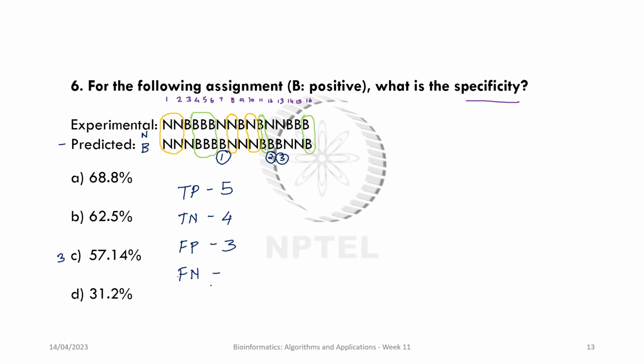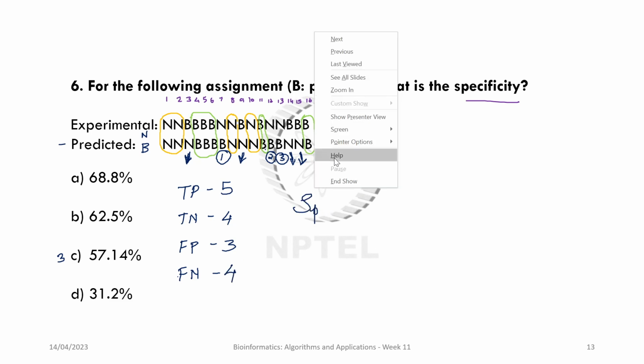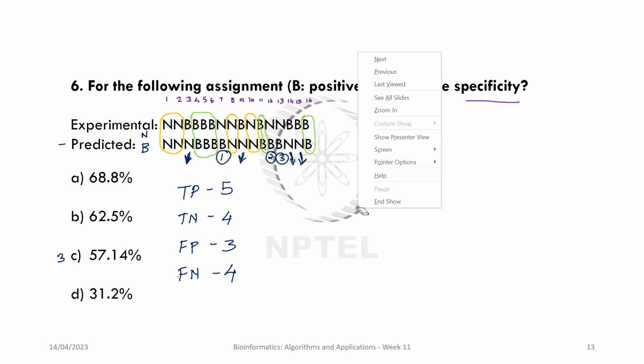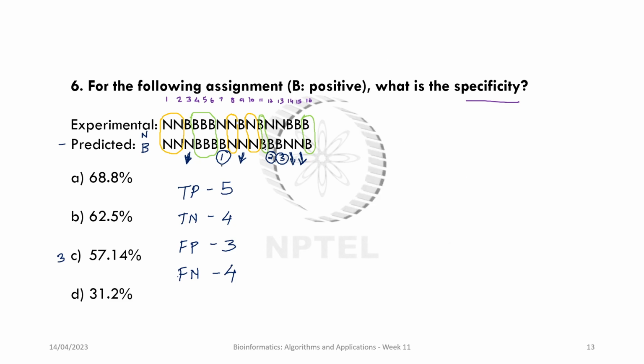And false negative is when your prediction is negative but it's false because experimental is positive. So you have 1 and 2, here 3, and one more 4. I'm just putting arrows here so that you can differentiate. Now what is specificity? Please excuse my poor writing.